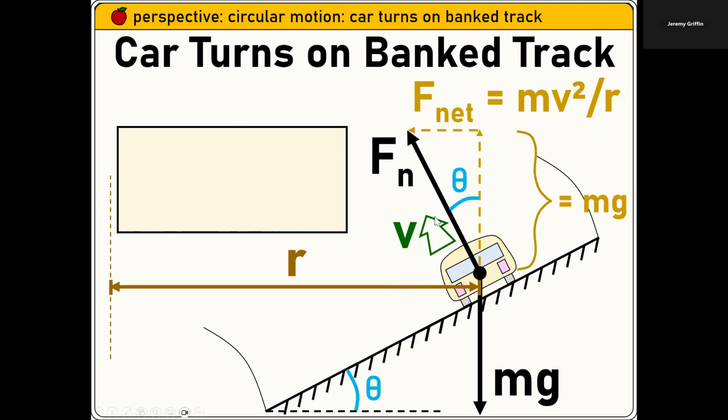Right? So if you start with this leg, which is mg, you guys see mg right here? I'm kind of walking you guys through this one. Mg. And you multiply by tan theta, what does that give you? Yeah, it gives you this leg right here, which is mv squared over r.